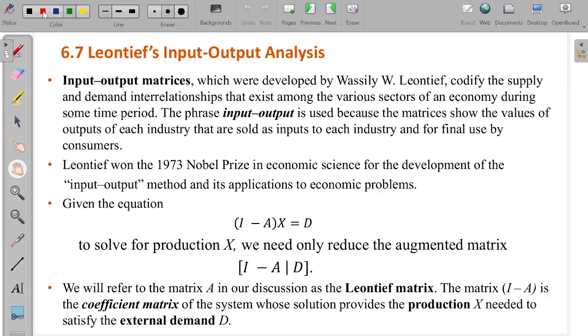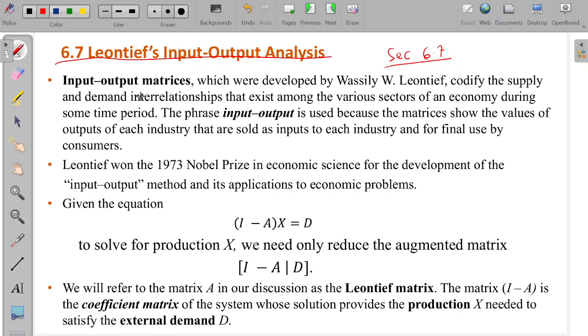All right, welcome back. We are now in section 6.7, which deals with the application of the matrices we have been talking about, especially the inverse matrix. This is called Leontief input-output analysis.